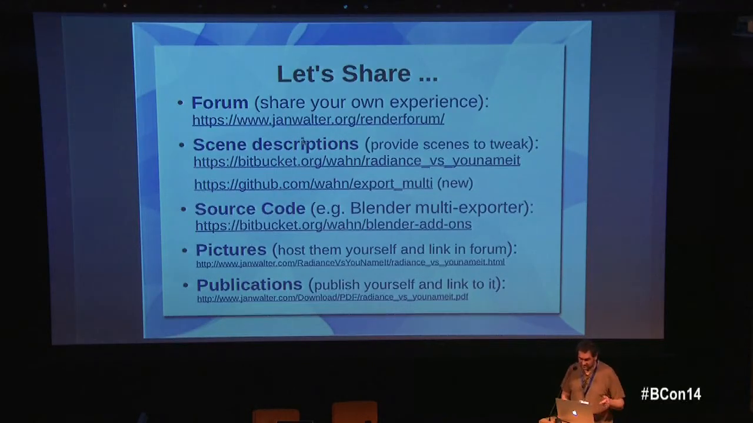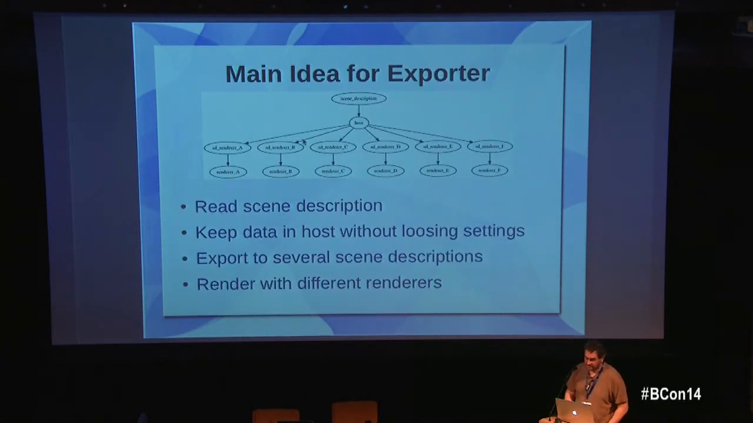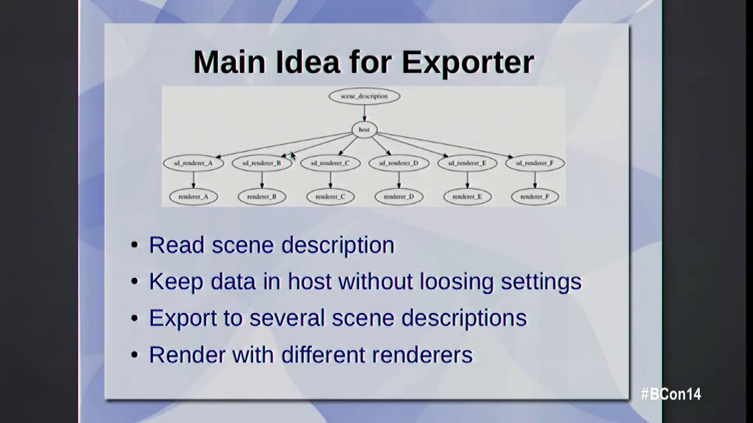So another approach under the publications was I started writing a PDF file, which on a scene-by-scene basis would explain how the exporter works and explain the features based on current scenes. So the main idea of an exporter is you have a scene description, and then you read that scene description with a parser, and you don't want to lose any of those settings, so you want to keep this in the host. Then you want to render with various other renderers. I just call them here A to B, A to F. Each renderer has its own scene description, and from the host you export in this particular scene description, and then you can cut the lines to the host and you can render standalone.